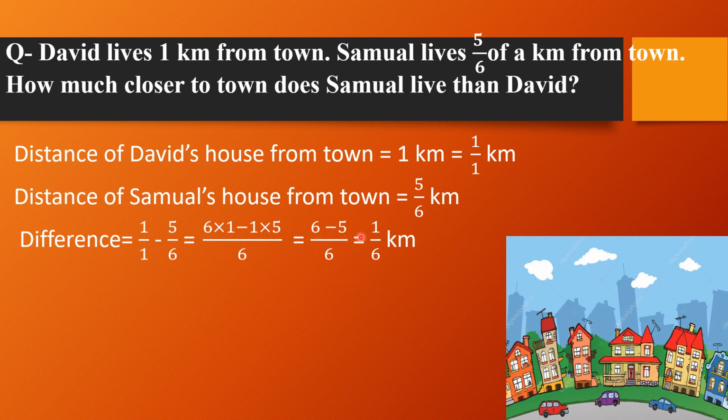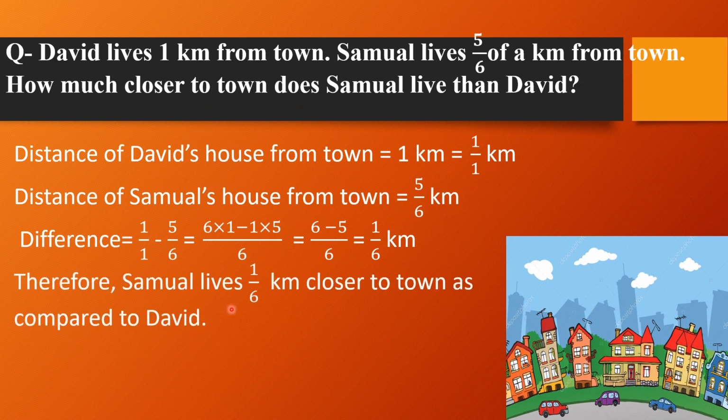Then we will do subtraction. 6 minus 5 equals 1. So we will get 1 by 6 kilometer. So what is our final answer? How much closer to town does Samuel live than David? So we will write Samuel lives 1 by 6 kilometer closer to town as compared to David.